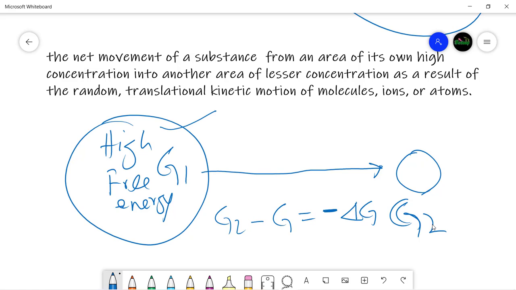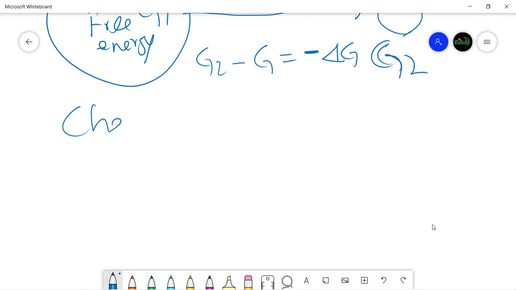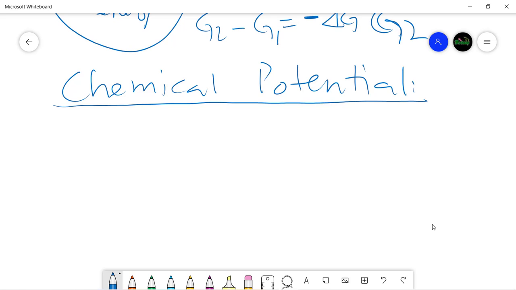Instead of using the word concentration, we are going to use a more meaningful term, and that is chemical potential. So instead of using the initial state and the final state of the energy, G2 and G1 and the delta G, we use a very valuable concept in plant physiology when considering plant-water relations, and that is chemical potential. First, let's define the chemical potential, and then we are going to make the more appropriate definition of diffusion.